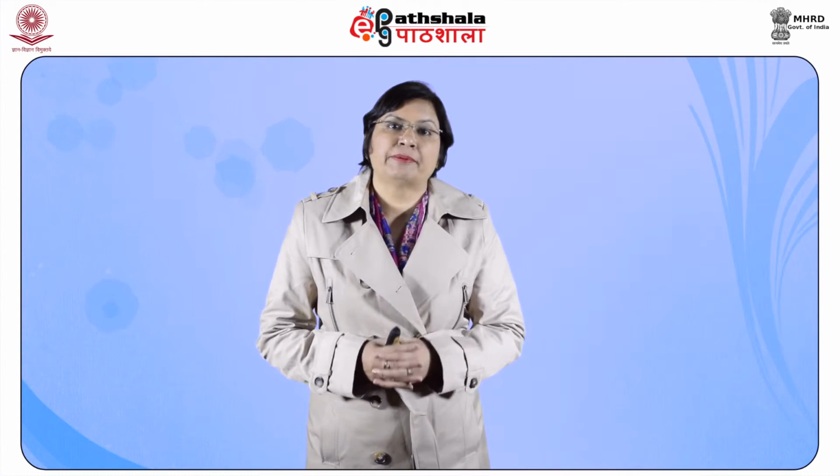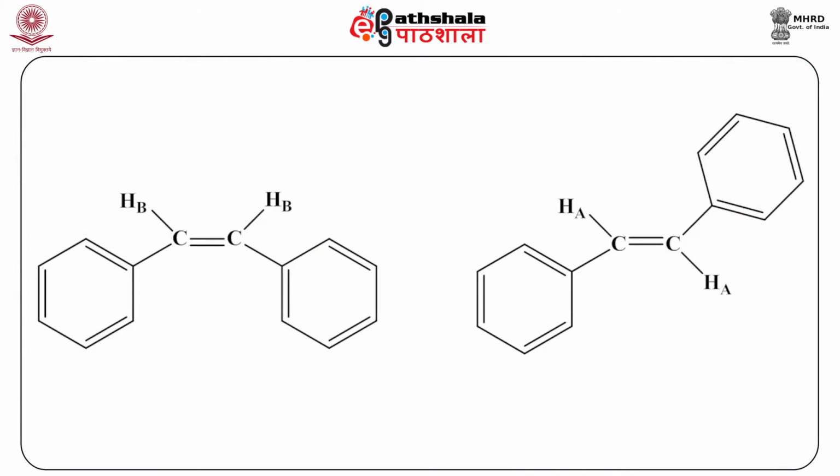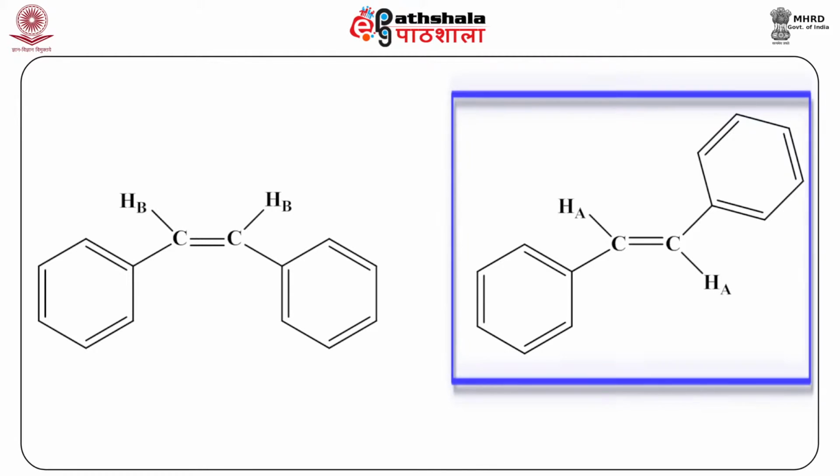How will you distinguish between cis and trans stilbenes on the basis of PMR spectroscopy or 1H NMR spectroscopy? To get the answer for this, let us write the structures of cis and trans stilbenes, and they are as you can see here. Cis and trans stilbenes can be distinguished from their respective chemical shift values. In trans stilbene, a planar structure, each of the 2 olefinic protons labeled as HA is de-shielded by both aromatic rings.